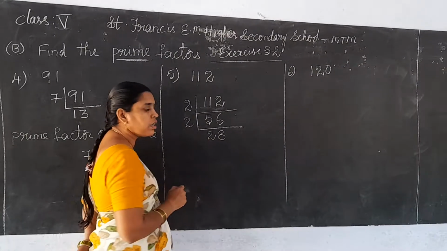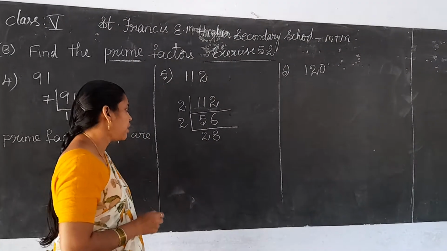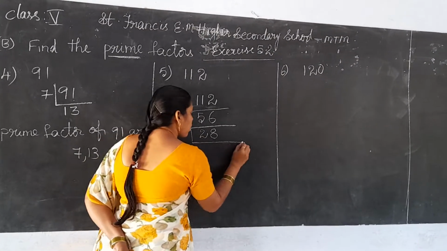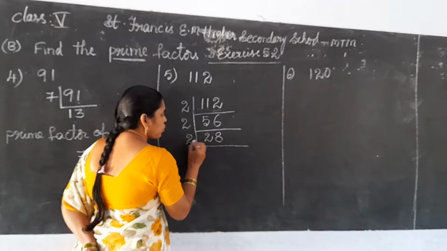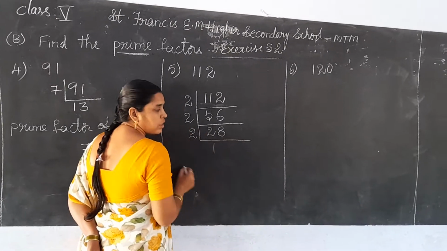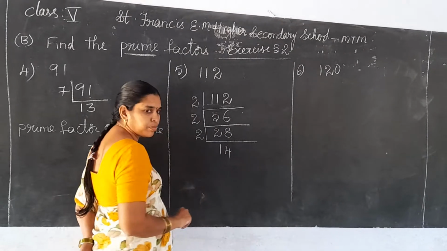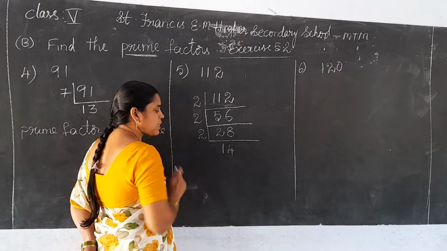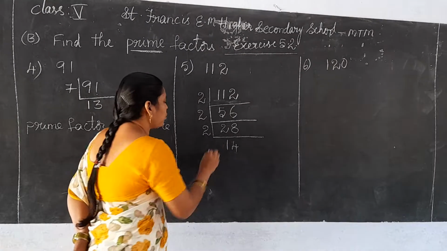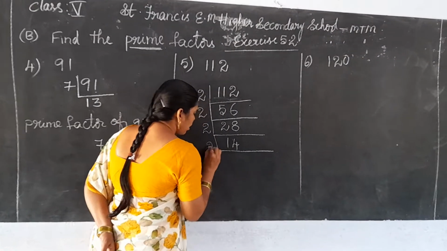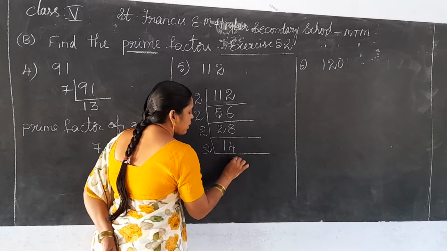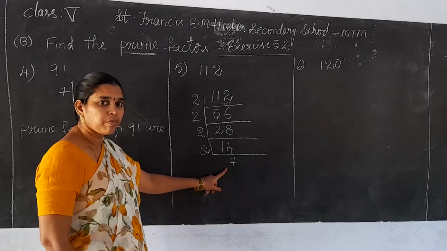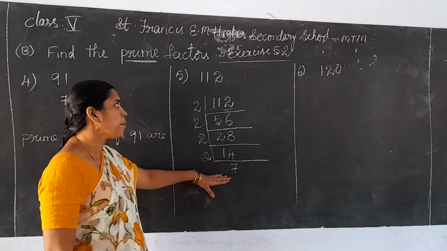Now what is the number? 28. Again, what's the units place digit? 8. So again, which table will it go in? 2 table. 2 ones are 2 and 2 fours are 8. Okay, children? Now what is the number? 14. What is the ones place digit? 4. Again 2 will go. How many times? 7 twos are 14. Is 7 a prime number? Yes, it is a prime number.